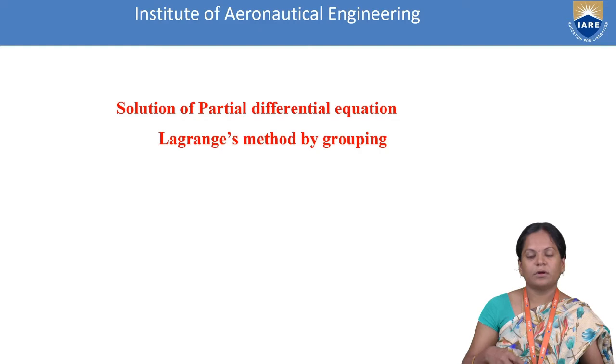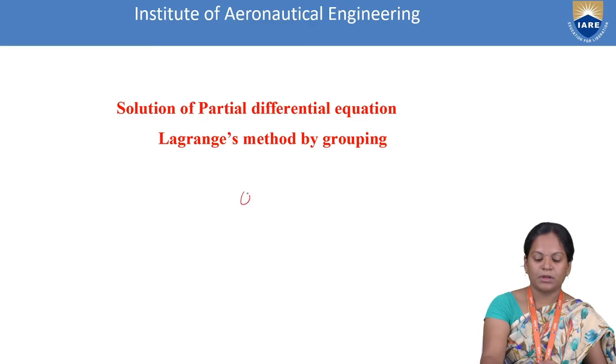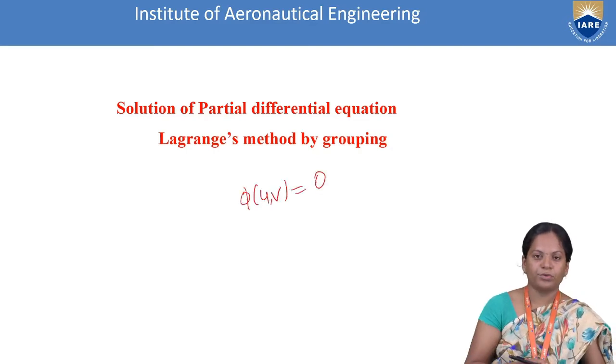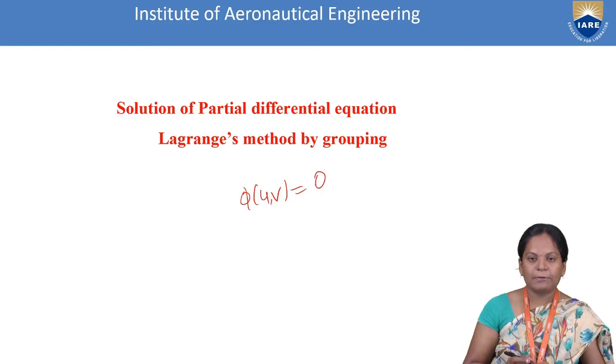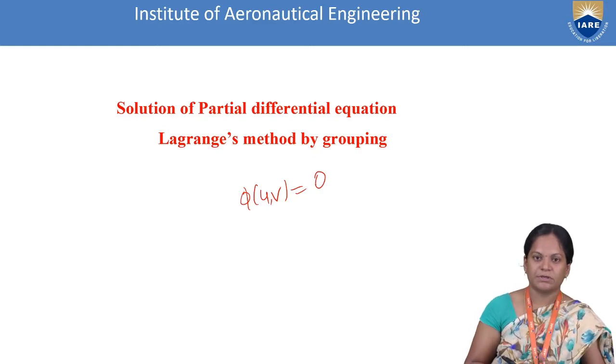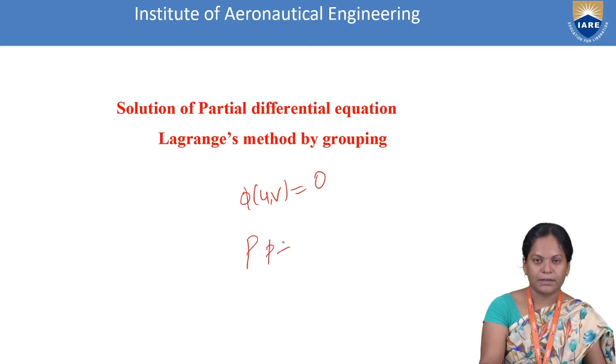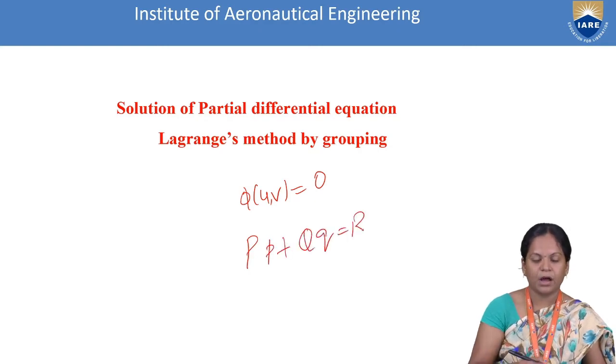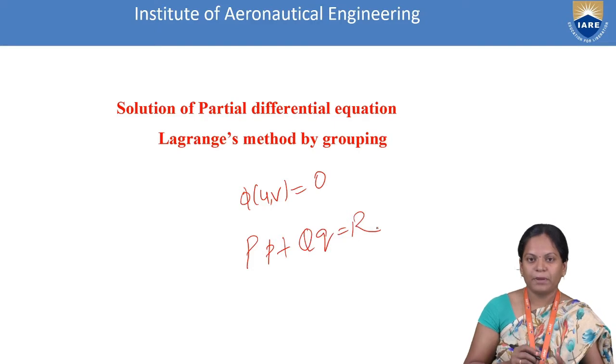So, generally, what are the partial differential equations? Dou z by dou x and dou z by dou y, or dou square z by dou x square or dou square z by dou y square and all. Any equation involving these, then we can have a partial differential equation. In the last session, we discussed the formation of a partial differential equation from the given equation, which is of the form phi of u comma v equal to 0. If we eliminate this phi, we can get a partial differential equation of the form Pp plus Qq equal to R.